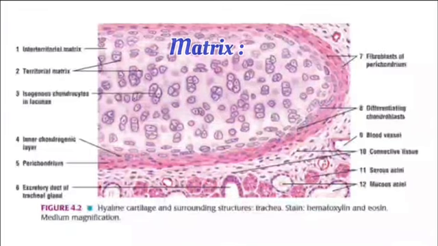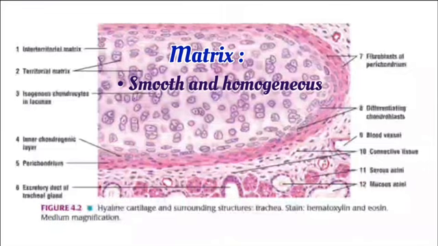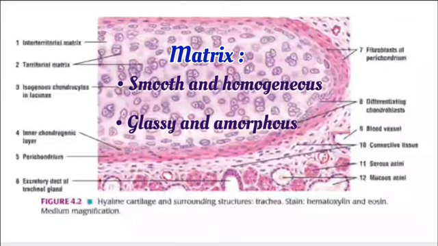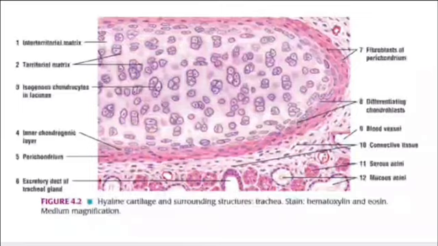The matrix is smooth and homogeneous, and interspersed are very fine collagen fibers, which is mainly type 1 collagen, and under light microscope these collagen fibers are hardly visible because they are very thin. Hence the matrix appears glassy and amorphous in hyaline cartilage.